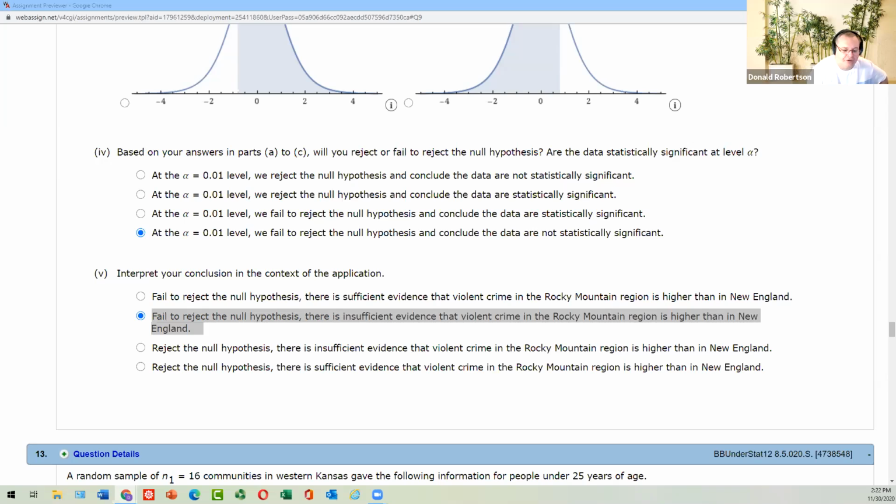I'll just show you the difference. See if I change this less than to, say, not equal to, and then I say generate results. Watch this 0.21 change.